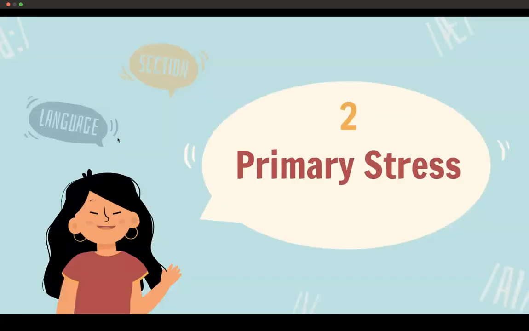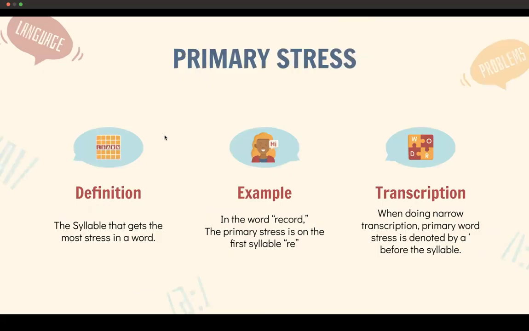Now let's focus in specifically on what is primary word stress. Primary word stress is defined as the syllable that gets the most stress in a word. For example, in the word record, the primary stress is on the first syllable. Now, relating that to transcription, when doing narrow transcription specifically, primary word stress is denoted by an apostrophe before the syllable.